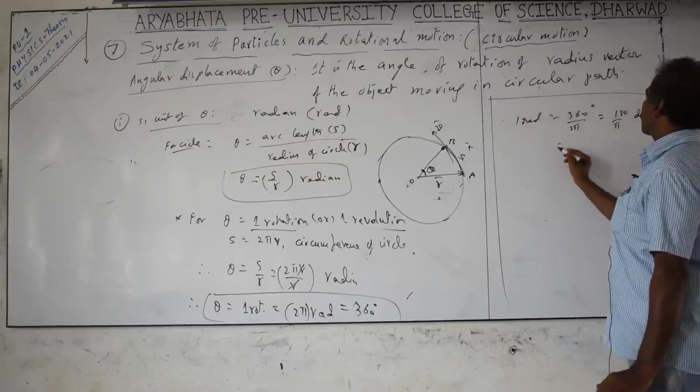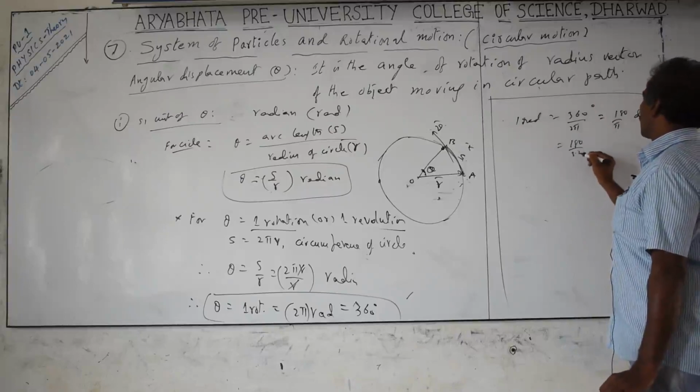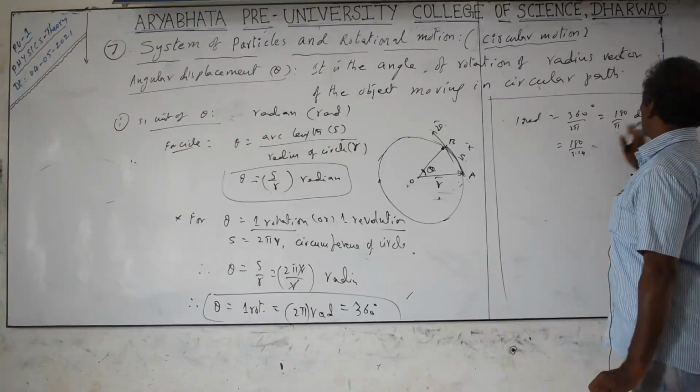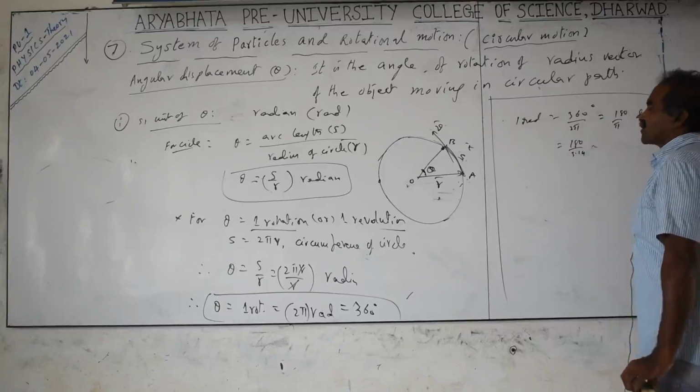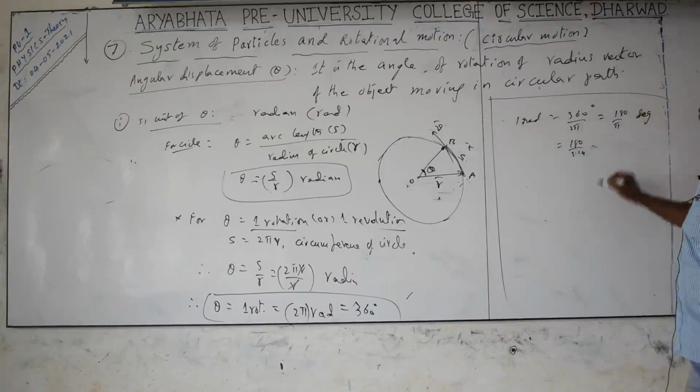Pi is 3.14, in terms of degrees. We can write the degree symbol, a circle on the top as a superscript, or deg also we can write.